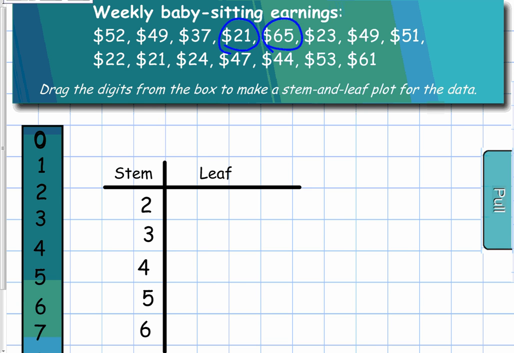So for the 2s, I got 21, that's my lowest, but I've got two 21s. It's not a bad idea to cross them off as you go. Then I've got a 22, 23, 24, and that's all the farther I get on the 2s. Then I jump to 3s. For the 3s, it looks like I've only got one, and that's a 37. That's all the farther I go on that.